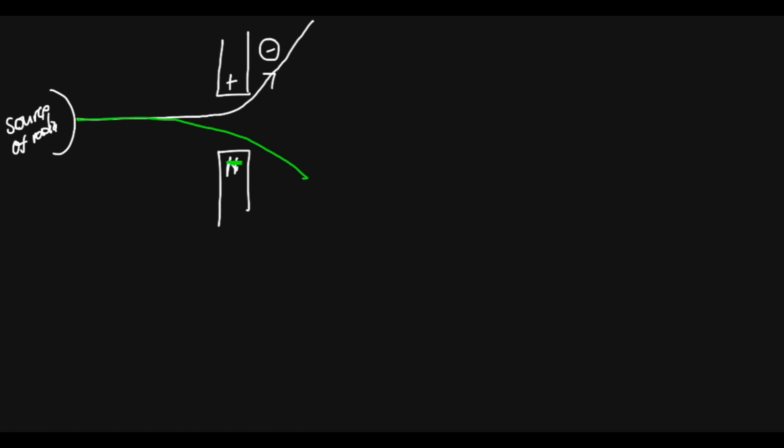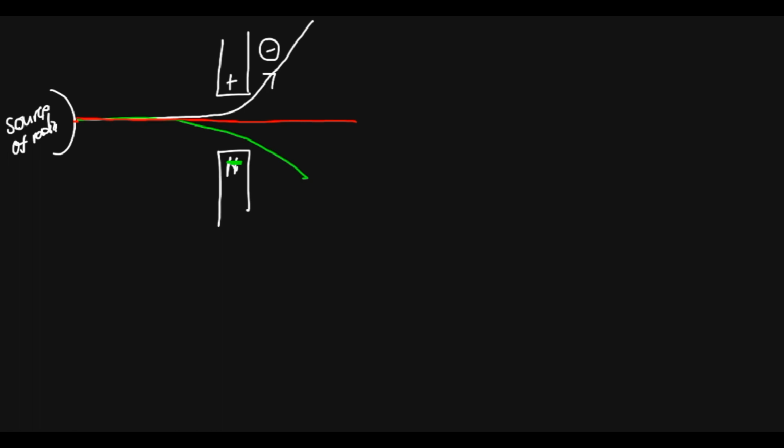Then for gamma, we can say gamma is neutral, so the gamma will just pass through the center of the two terminals. So this is what we meant by deflection. The positive will be deflected toward the negative. Then the one that is neutral will not deflect to any, since it's neutral.